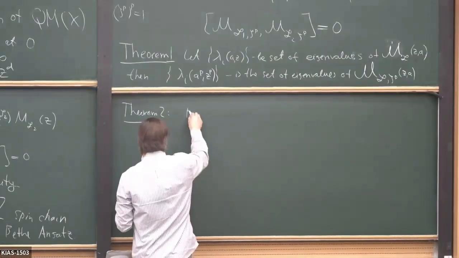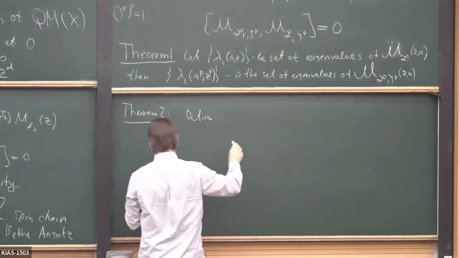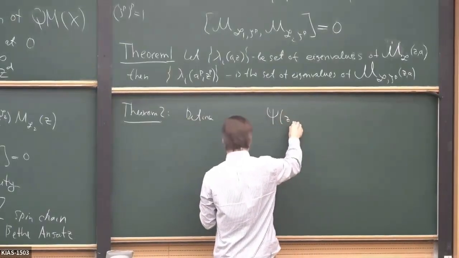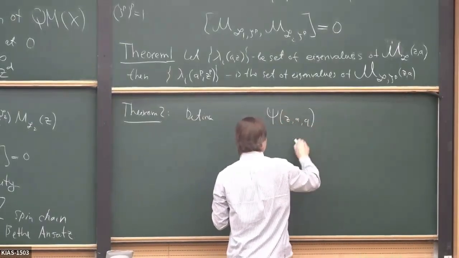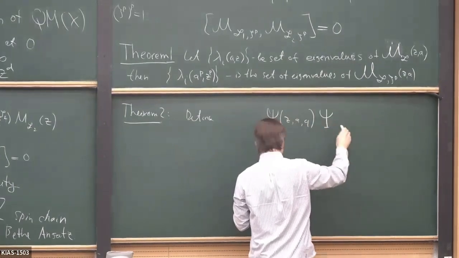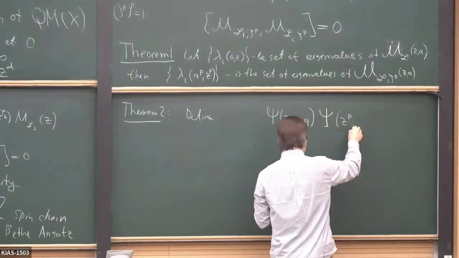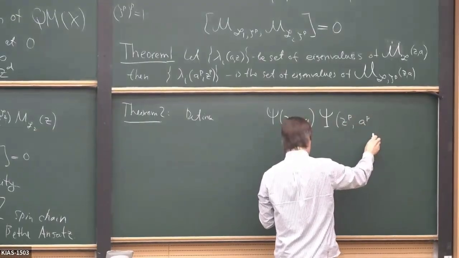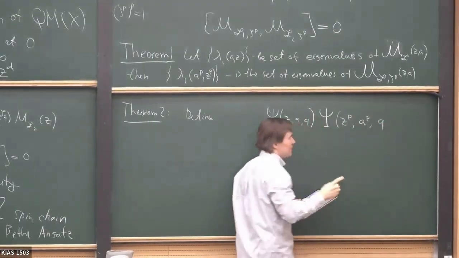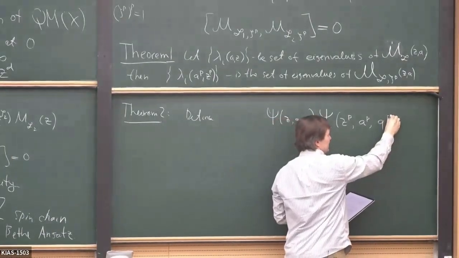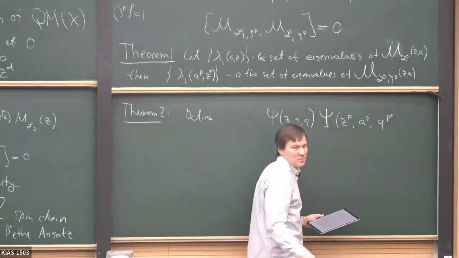So now define this operator. We take psi, the capping, and then I take psi inverse. Again, we should think of it as a matrix. I'm doing the Frobenius here, z to the p, a to the p, and then here comes the surprising fact: q to the p squared.